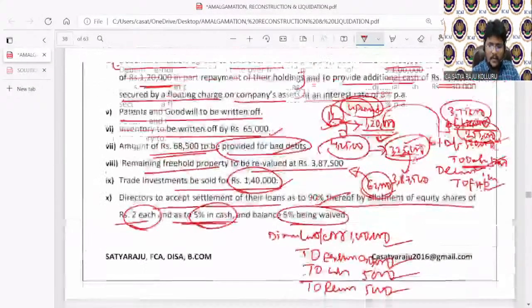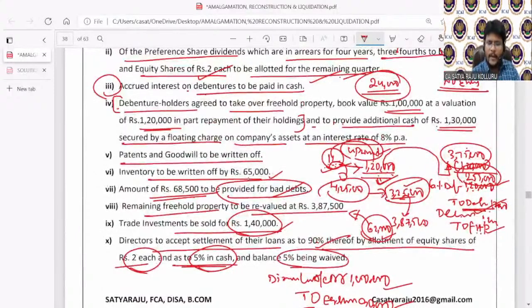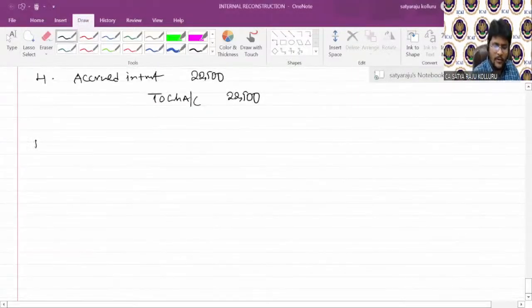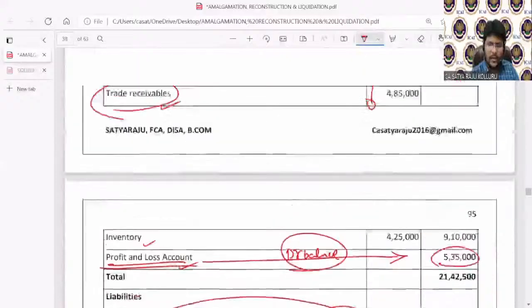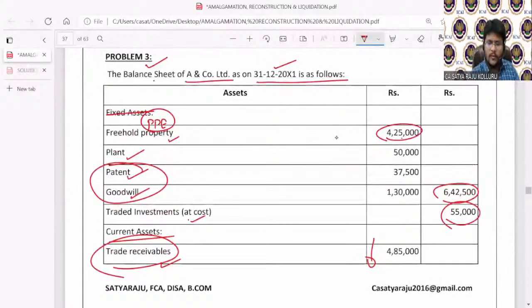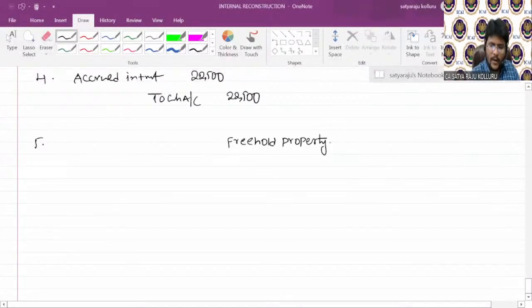Okay, next, coming to point number 4, debenture holders and freehold property. First, he is discussing about debenture holders and freehold property. Please, all of you take the discussion first. Freehold property, guys. Now, can you please tell me what is the book value of such freehold property? 4,25,000. So the book value is 4,25,000.